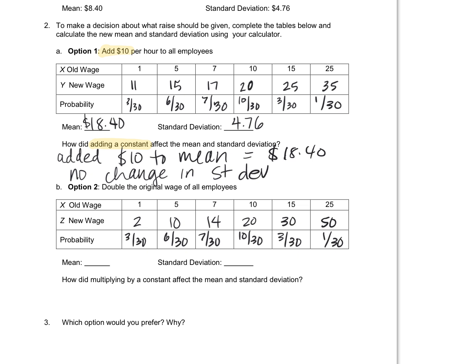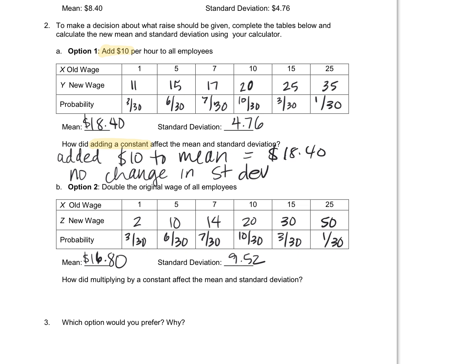That's not right. Now my mean is $16.80. Standard deviation is now 9.52. Right?